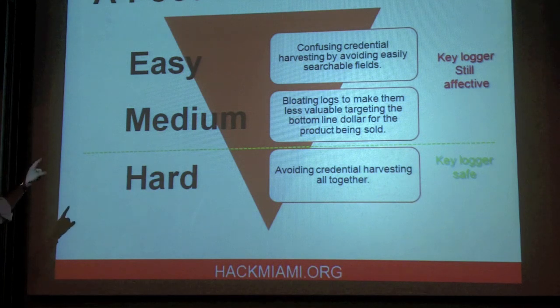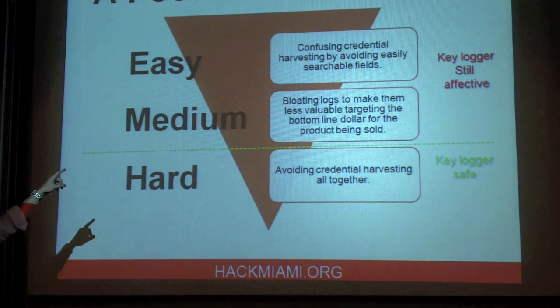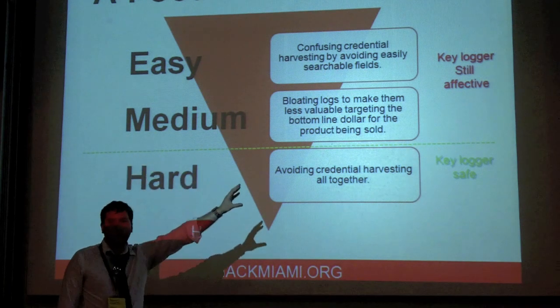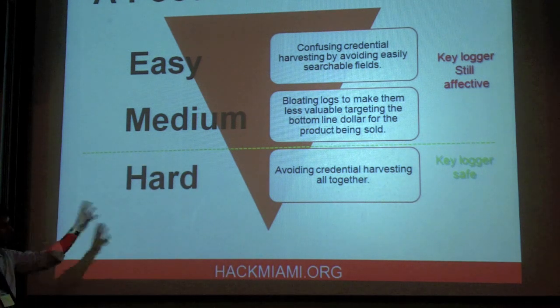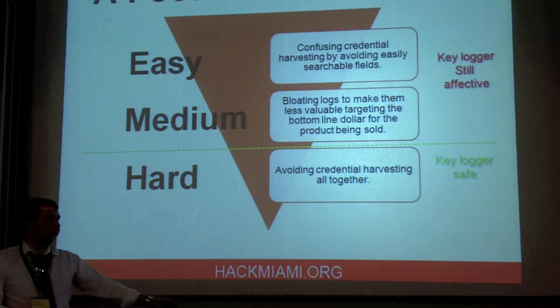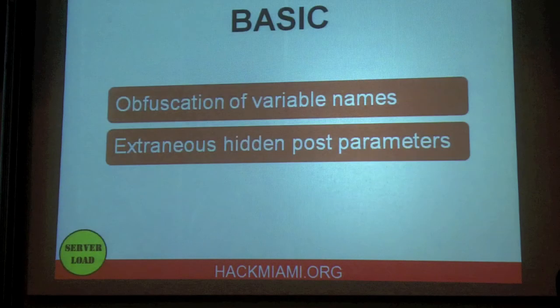So, easy: confusing credential harvesting by avoiding easily searchable fields. Medium: loading logs, making them less valuable to the target, the bottom line. Now, with the first two methods, the keylogger is still active, but the actual hard method is keylogger safe. We know some trojans, like Spy, just log all the posts, and we'll deal with evil methods of messing with that later. So, let's go for the second one.